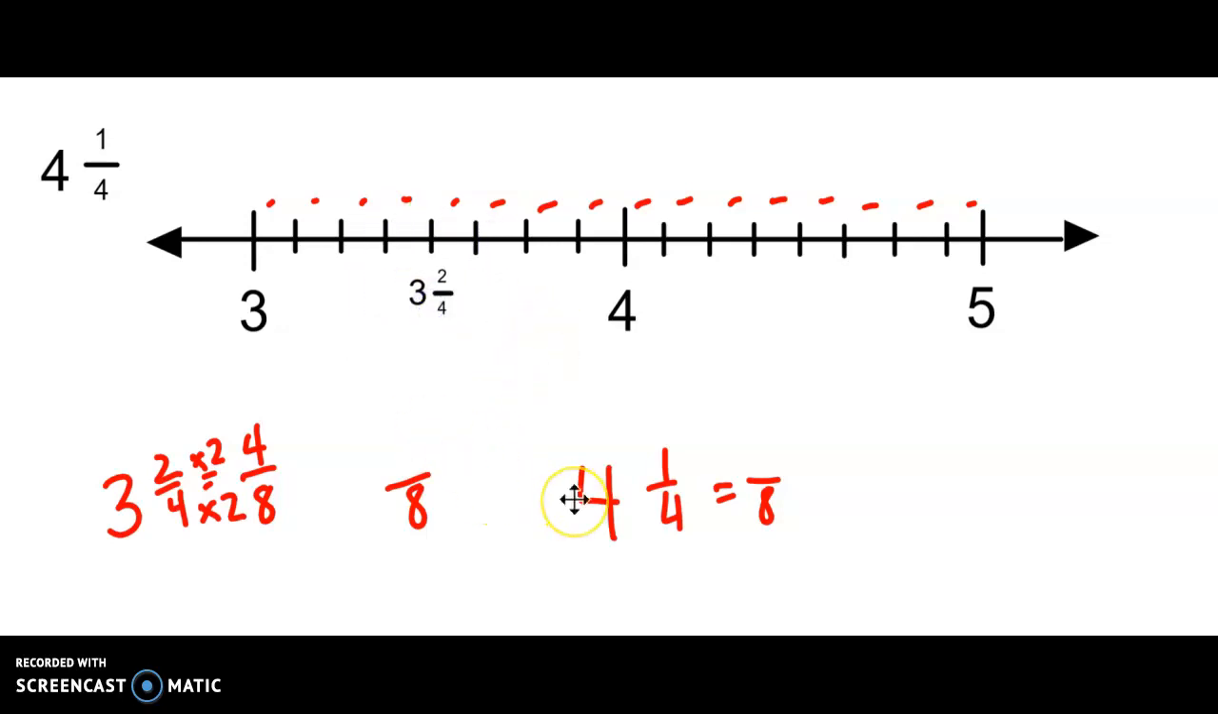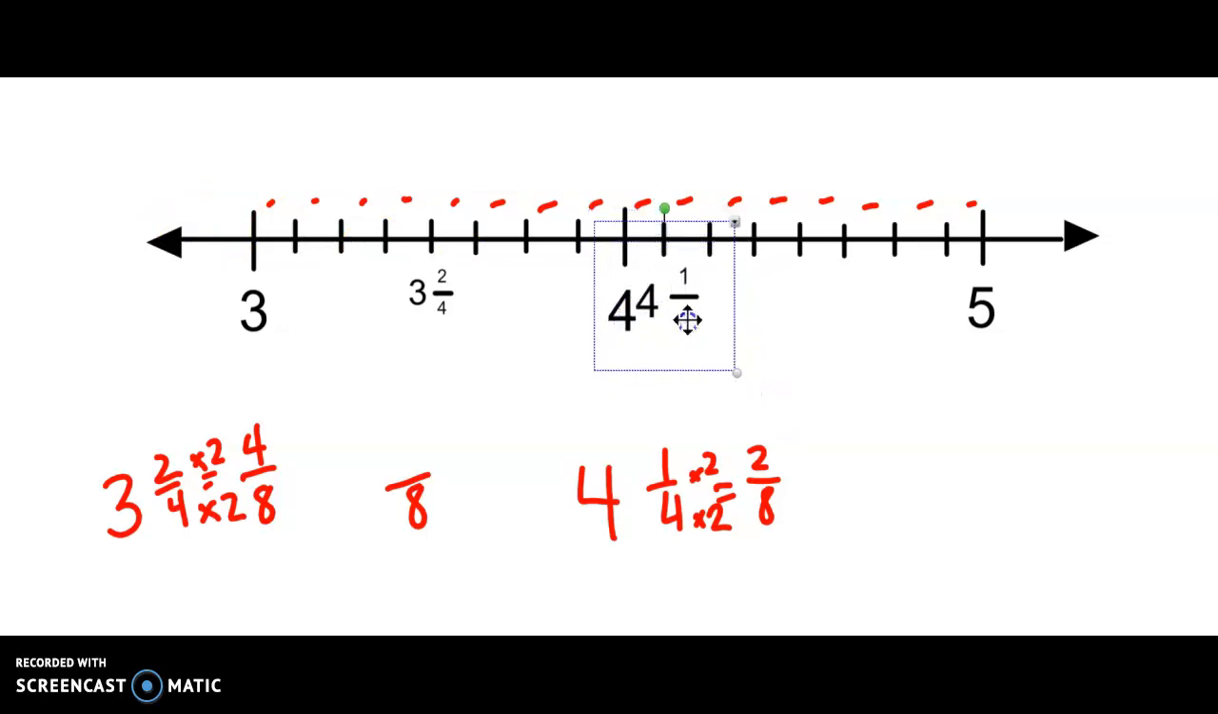Okay, and our next one is 4 and 1/4. So we have to convert that into eighths. So 4 times 2 is 8, and 1 times 2 is 2. So 4 and 1/4 is going to go right where 4 and 2/8 would be. So here's our 4 and 1/4. I'll make it a little smaller to start with.